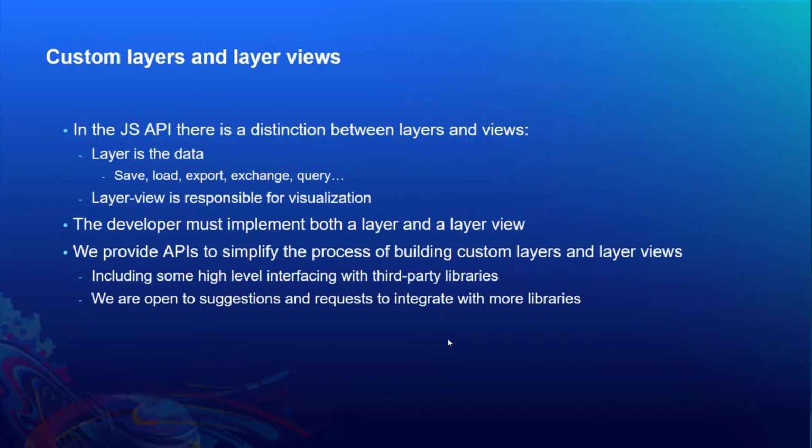In the JavaScript API, we distinguish between a layer and a layer view. A layer represents the data. It allows the user to save, to load the data, to export it, to exchange it if it's part of the web map spec and such. And the layer view is responsible for the visualization, or drawing the data itself. When implementing a custom layer, the developer is responsible for both implementing the layer and the layer view. We also provide some helper APIs to simplify the process, primarily dealing with WebGL, dealing with transformations, and so on.